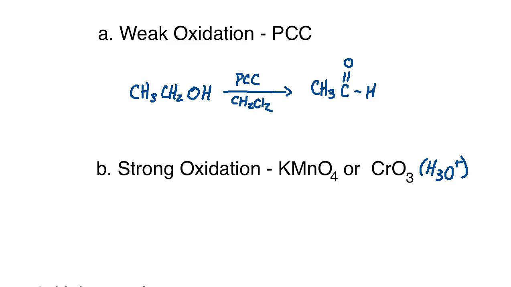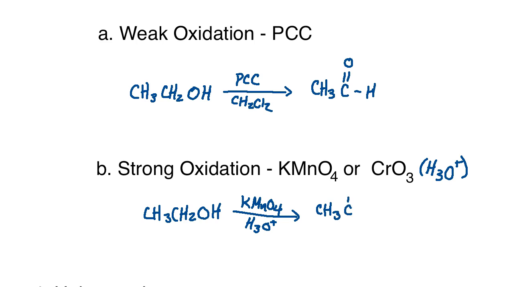So when you would work with this, if you were to do the primary alcohol, again we'll use ethanol as an example, as we just said a minute ago, doing the strong oxidation is going to provide a carboxylic acid. So we'll use KMnO4 with H3O plus here, and when you oxidize ethanol using that, you would end up with acetic acid.